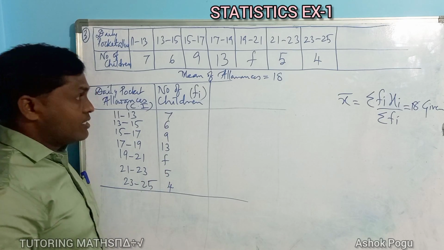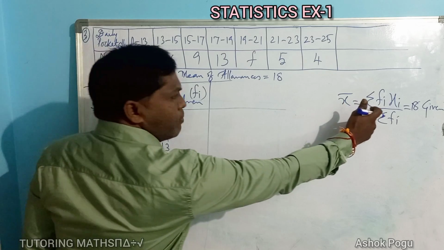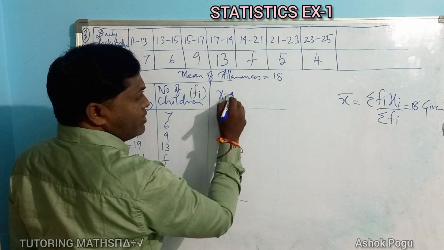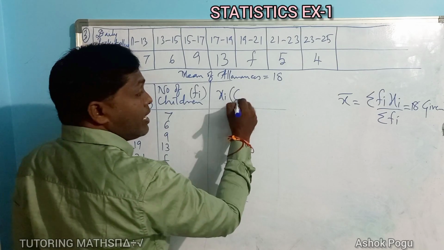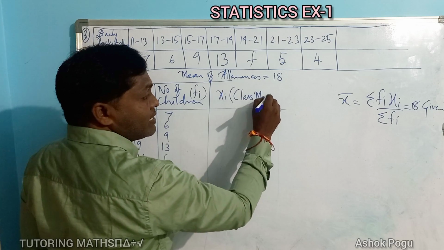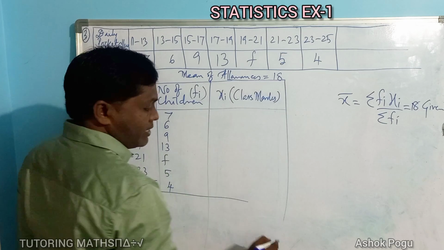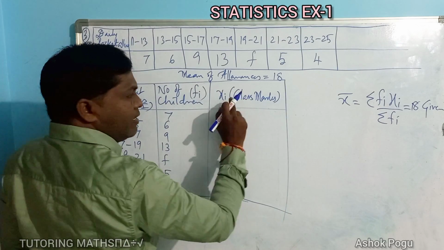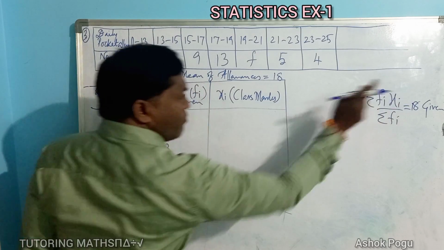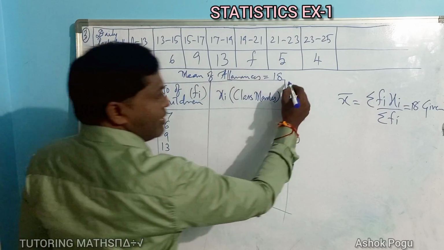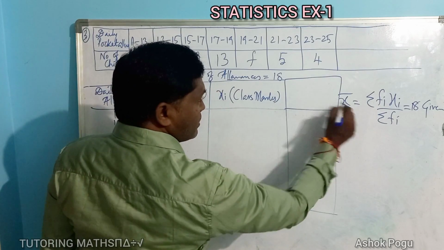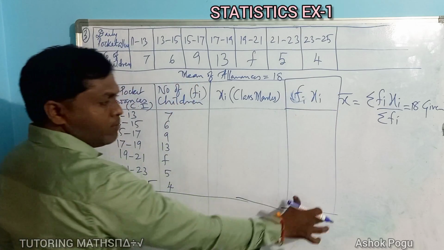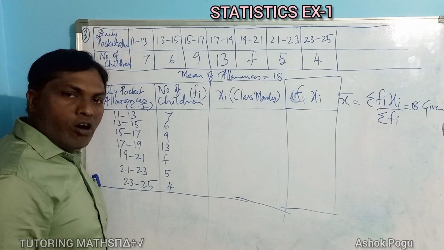And observe the formula, sigma fi xi. fi is taken already, and xi is nothing but the mid value, also called the class marks. We have to find these first of all. Then we multiply, finding the product of frequencies and class marks, that is fi xi. We find all the products, then we find the summation of all those values.